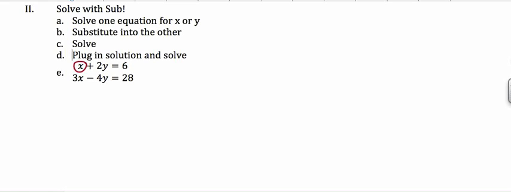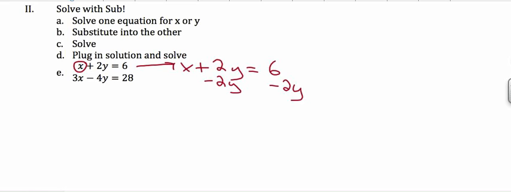The reason is there's no coefficient out in front of x, so we're not going to have to divide by anything, and that's what tends to cause lots of fractions and stuff like that, which we just don't want. So all we'd have to do to solve for x in this first one is just subtract 2y from both sides. We get x equals 6 minus 2y.